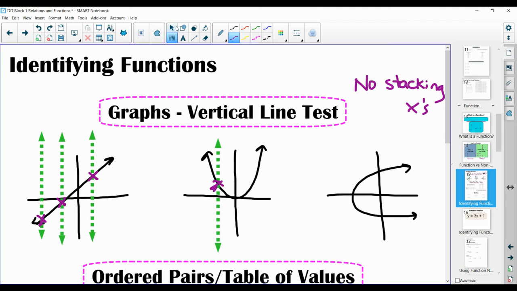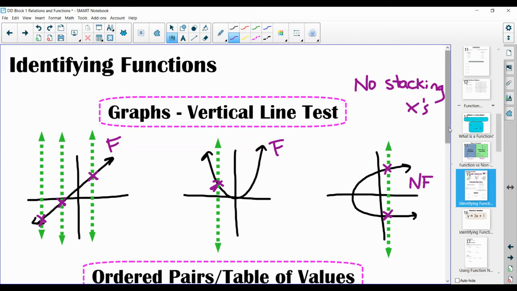Now, if I take that vertical line and draw it through the last graph here, I actually cross that graph in more than one spot. And so this is where we get those stacking x's. So I've got 1x here and 1x here. So if I cross the graph in more than one spot, it is not a function. So this would be a function, this would be a function, this is not a function.